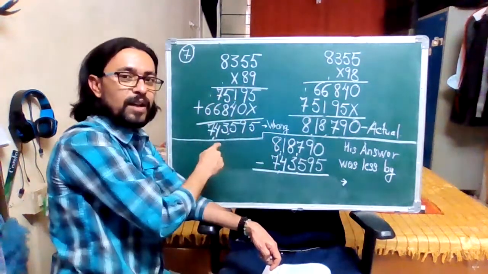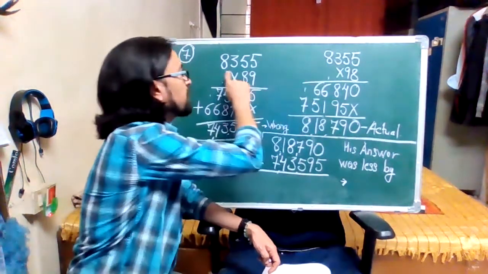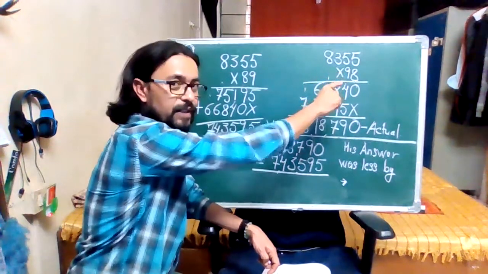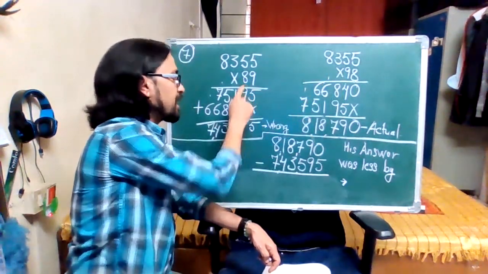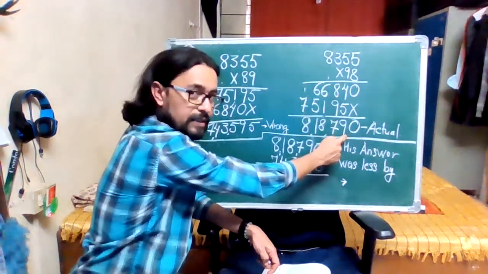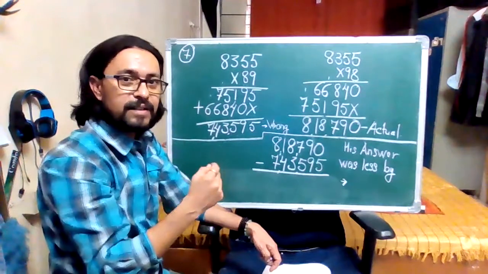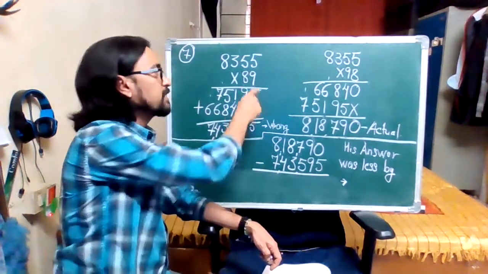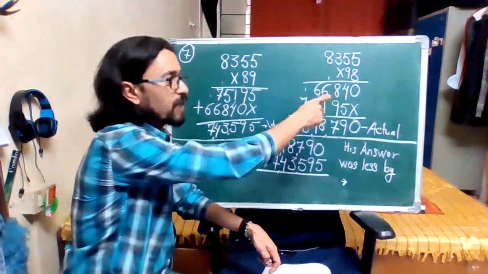89 will give you a smaller answer because the numbers are the same, 8355, 8355. So if I'm multiplying this by 89, I'll get a smaller answer here. And I'm multiplying by 98, I'll get a bigger answer there. So he was actually to get a bigger answer, but he's got a smaller answer because he's gone and multiplied by 89 instead of 98.